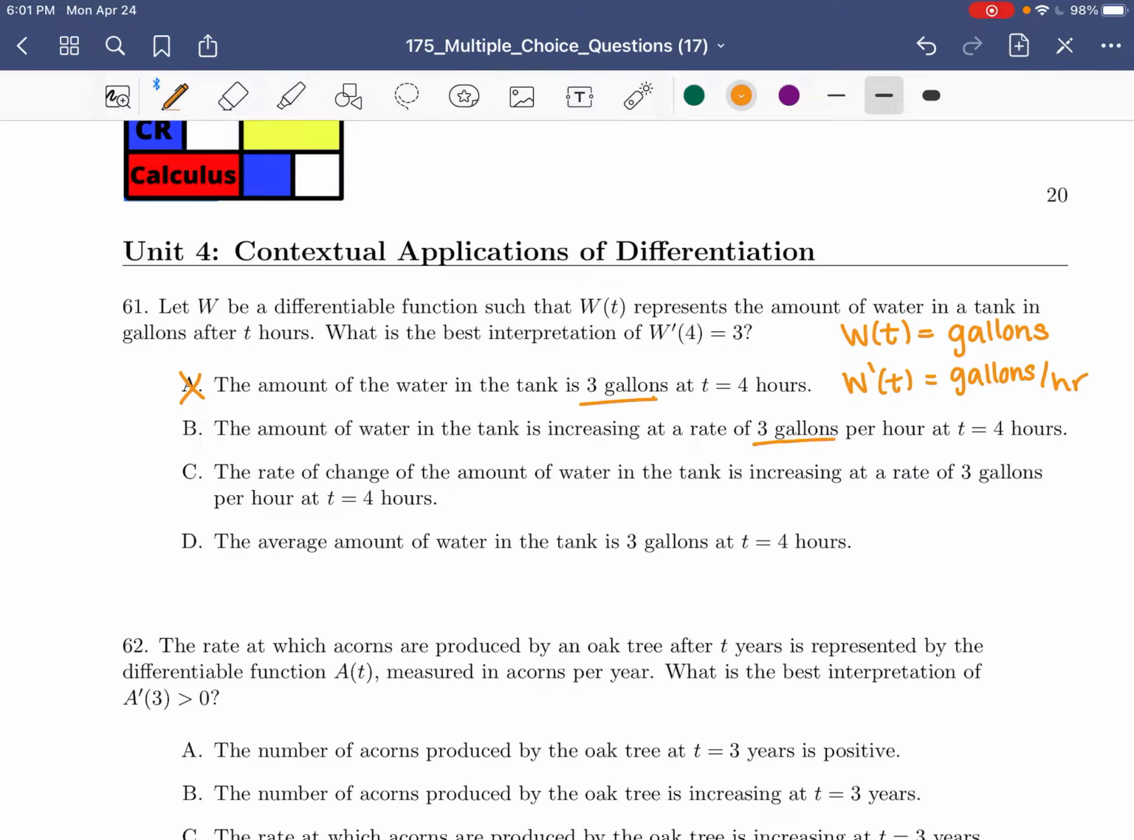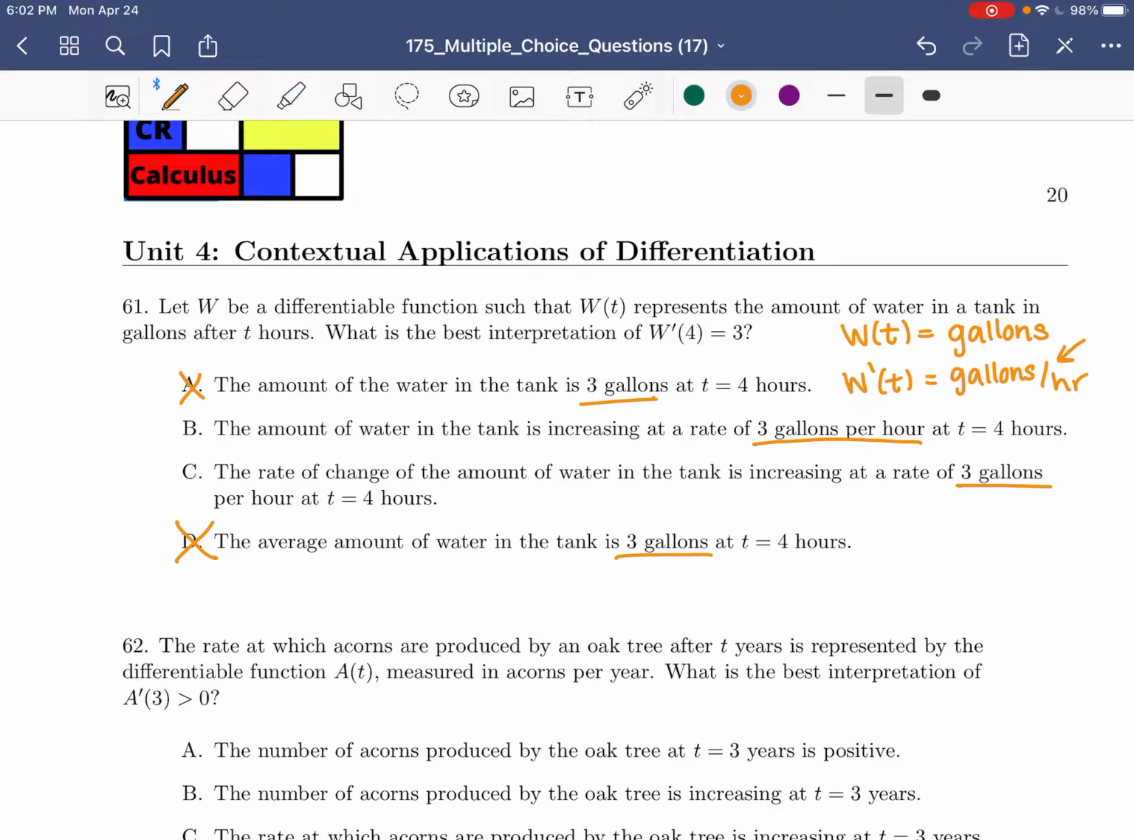B: the amount of water increasing at a rate of 3 gallons per hour. That one works. C: the rate of change is increasing at 3 gallons per hour, so that one's good. D says gallons. So if we think about this, let's look at the words that are in these sentences. So both of the units are good on B and C, but let's make sure that the number of rates that we're talking about matches.